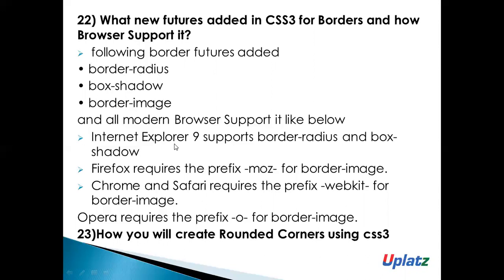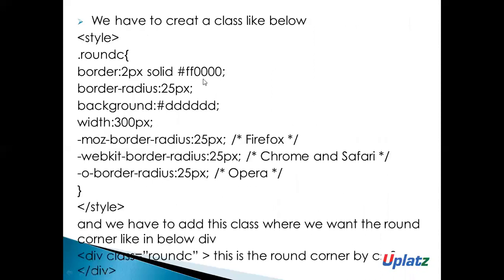How will you create round corners using CSS? For that I have just mentioned border radius 25 for Chrome based on the website, and all these things are based on our convenience. I have added one div, so that div will get the border style.